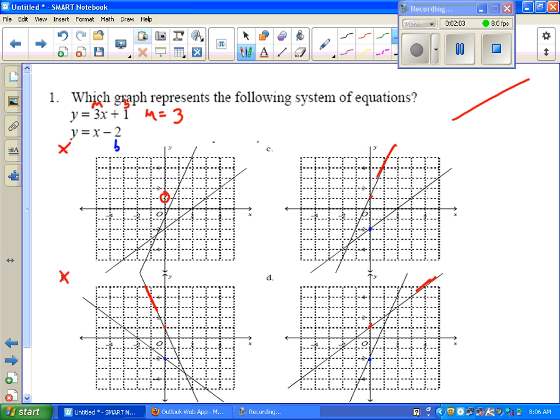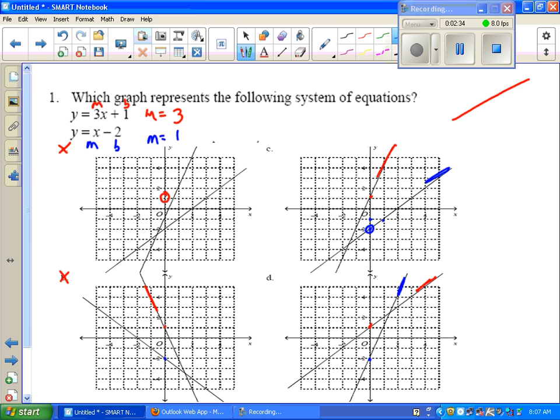Your m value for the second equation, notice there's nothing shown in front of x. That means there's a 1 understood there. Again, that one's a positive 1. So we're looking for a positive value of 1. Both of the equations for C and D, both of the blue equations, are positive. They're both going uphill. So we're just looking for a value of going up 1 and to the right 1. From this y-intercept, you're going up 1 and to the right 1. So that's the slope for that equation.